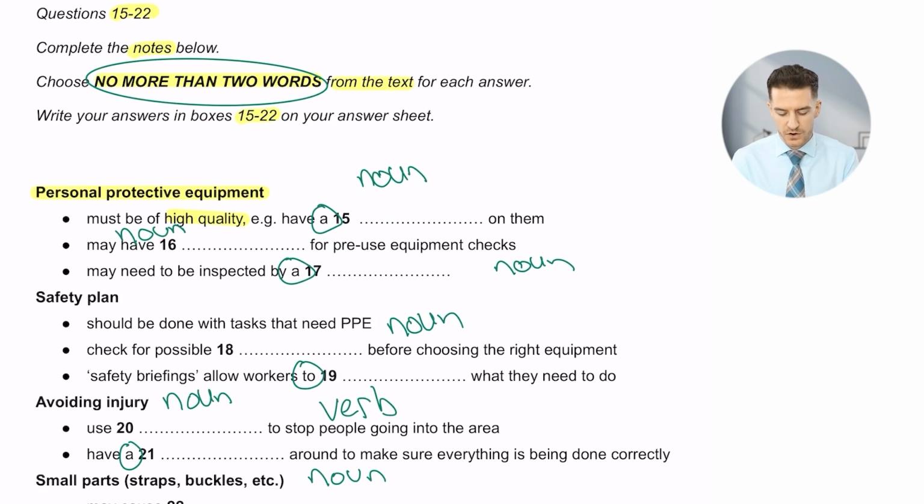Have a something on them. So we can write the word label in there, and just check the grammar, have a label. Well, that looks good. So let's move on to question 16.